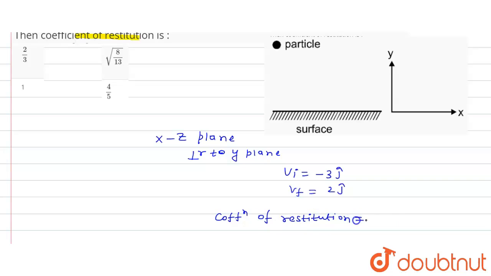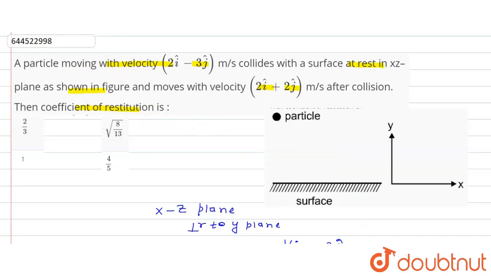So see, the coefficient of restitution is equal to, we know, mod of v final upon v initial, so that is equal to 2 upon mod of minus 3, that is equal to 2 by 3. So here, the first option is the correct option, 2 by 3.